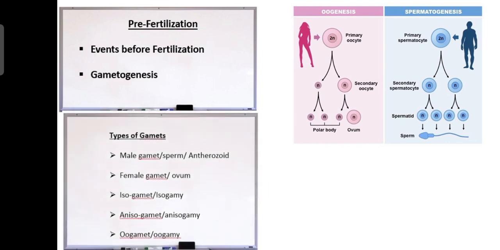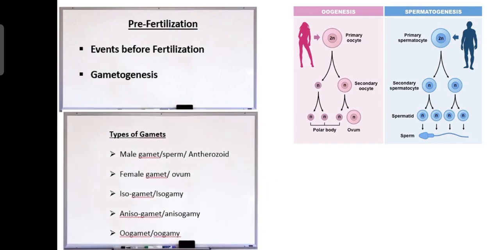The male gamete can also be called sperm or antherozoid. The female gamete can also be referred to as the ovum. Isogametes. What are isogametes here? Isogametes are gametes which resemble each other morphologically; they are the same in terms of morphology.